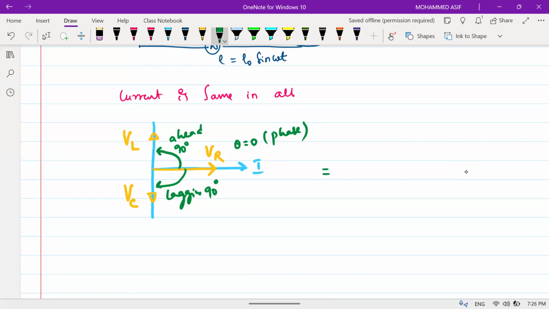I can even redraw this one better. VL and VC are above and below, so I can take the resultant of these. The resultant will be VL minus VC. And in this direction, along the x-axis, is VR.